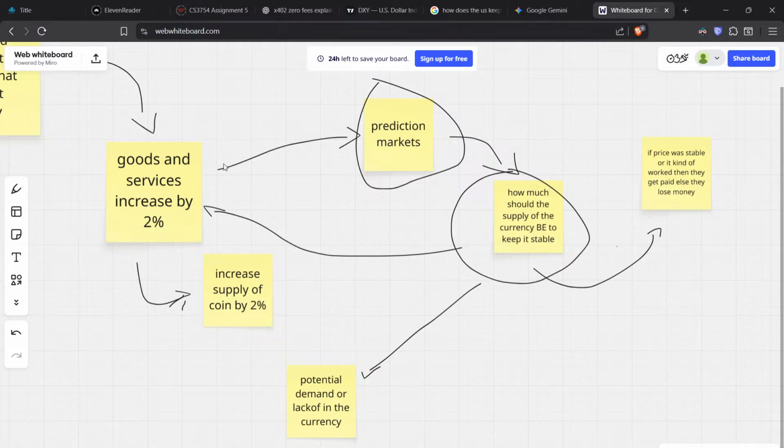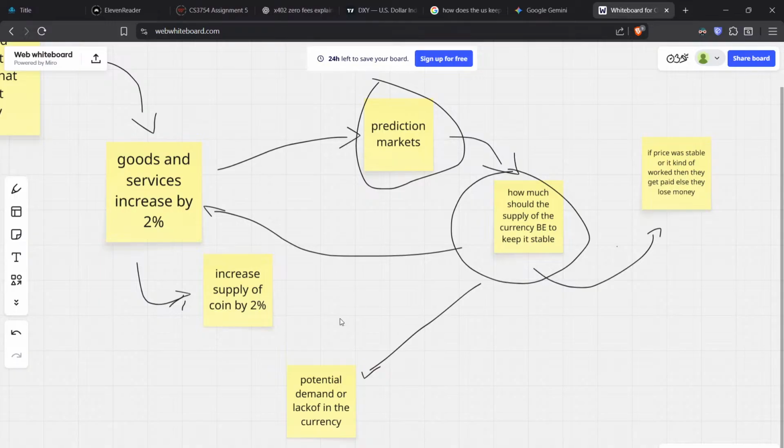The goods and services: how much output is increased for the people using this currency and generating goods and services. So we only care about where this currency is used for goods and services. It's not tracking the U.S. economy. It's not tracking everything. It's only tracking the market in which this currency is used, right? So the people in these prediction markets have to predict the goods and service increase for whatever time period, and they have to predict the potential demand for the currency.